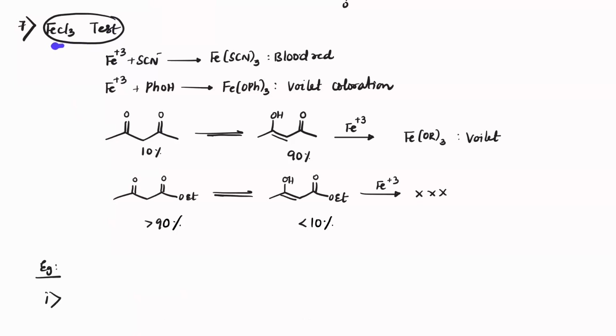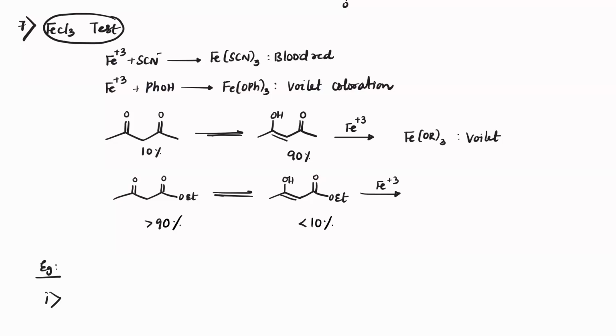Next, FeCl3 test for esters. In case we have Fe plus 3 with any phenolic group, we know that it will give violet coloration. Okay, it will give you violet coloration here. So this one I wrote a little wrong. Once again, let me correct that. Yeah, here.